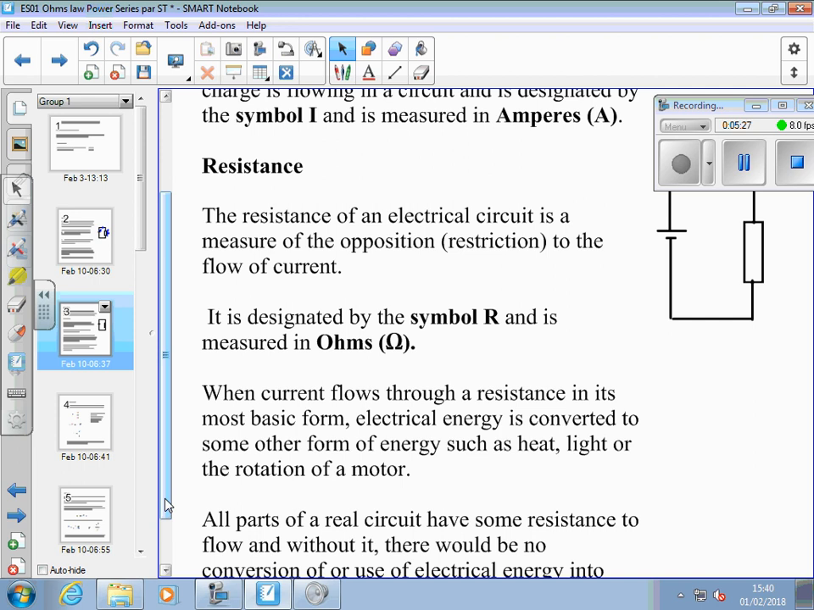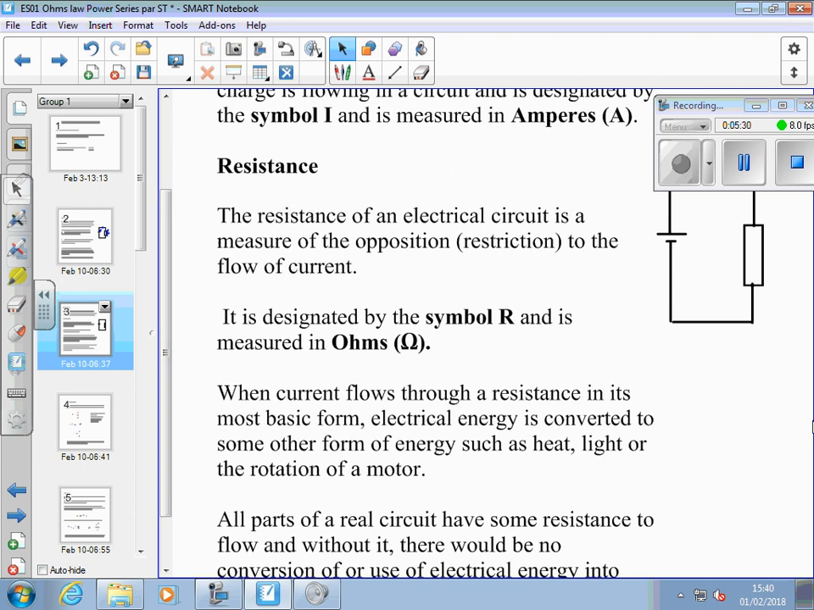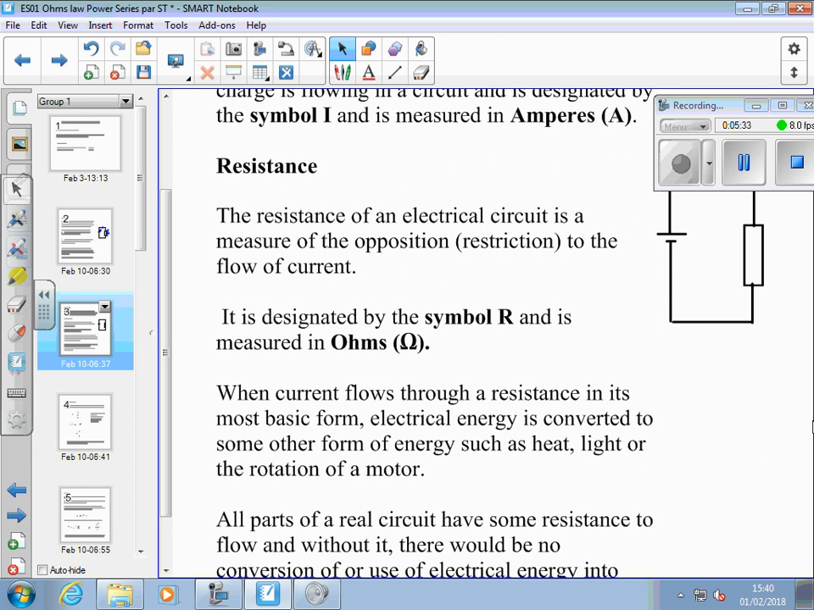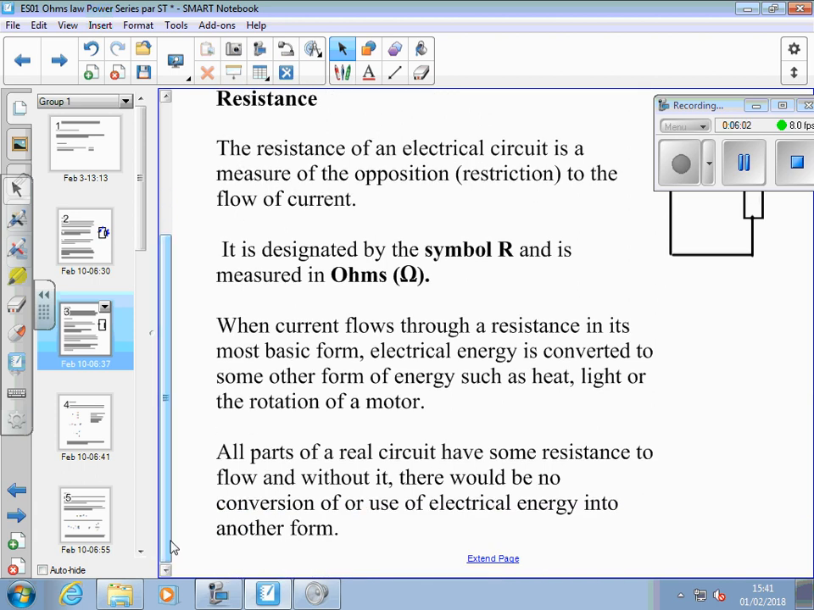Okay. When current flows through a resistance in its most basic form, electrical energy is converted to some other form of energy, such as heat, light, or the rotation of a motor. So without any resistance in the circuit, we haven't got a load, we're not going to do any useful work. So that resistor would heat up. If that was a lamp, that would light. If that was a motor, it will turn, because current's flowing through it. All parts of a real circuit have some resistance to flow.